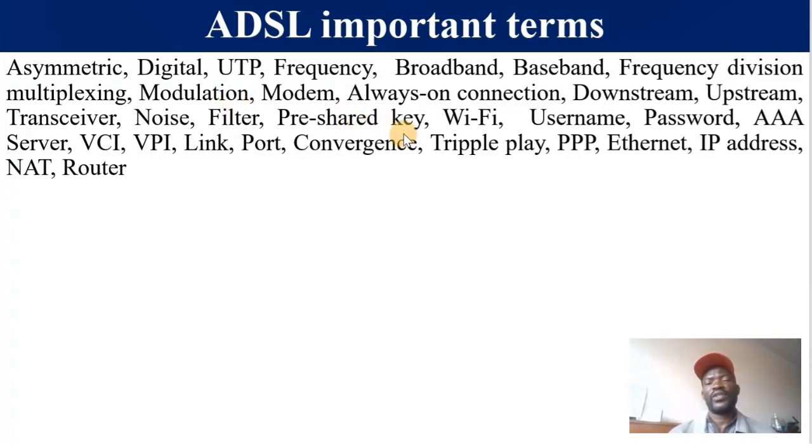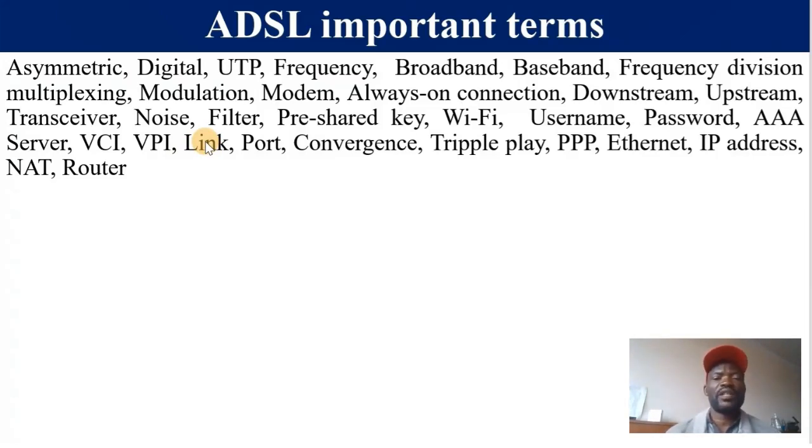Appreciate key, another name for a password. Wi-Fi, wireless fidelity. A username, you know this from your computer. A password, you know this from your computer. AAA server. This is a server responsible for authorization, authentication, and accounting. Then virtual channel identifier, virtual path identifier, link.